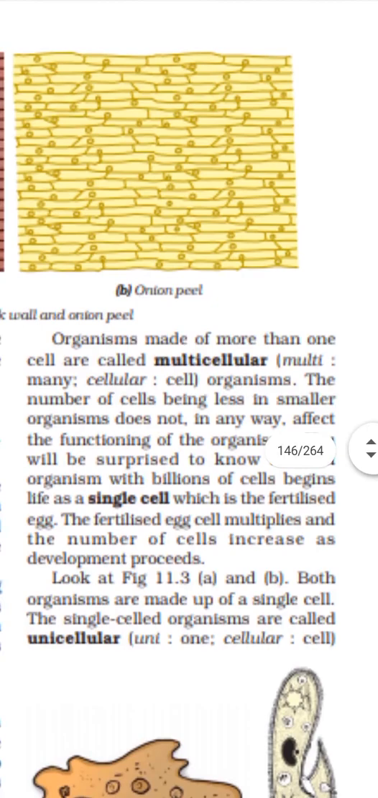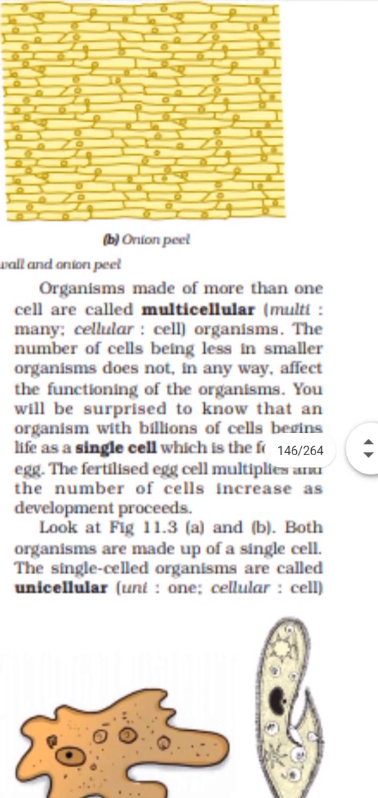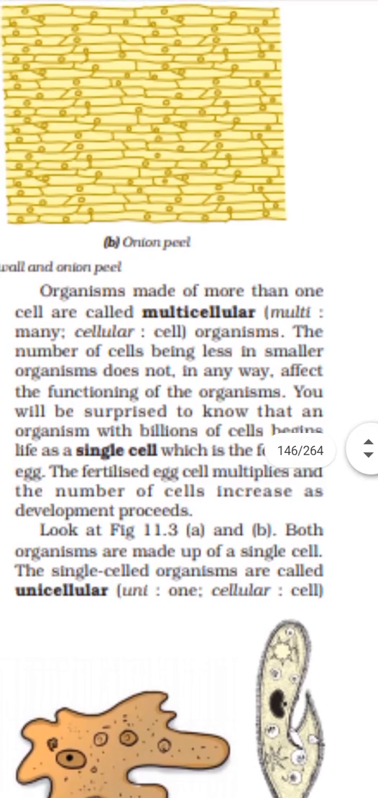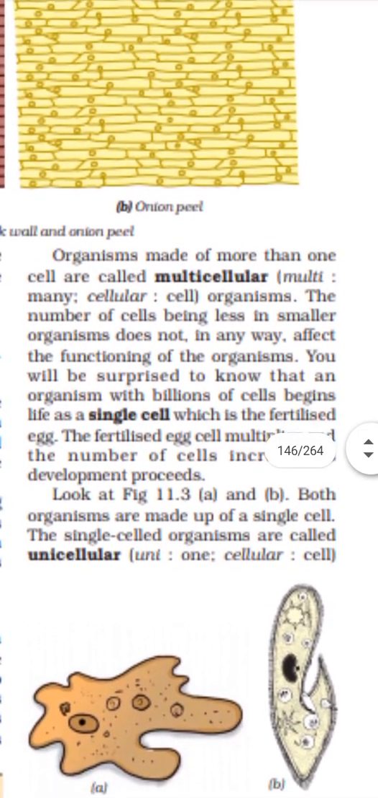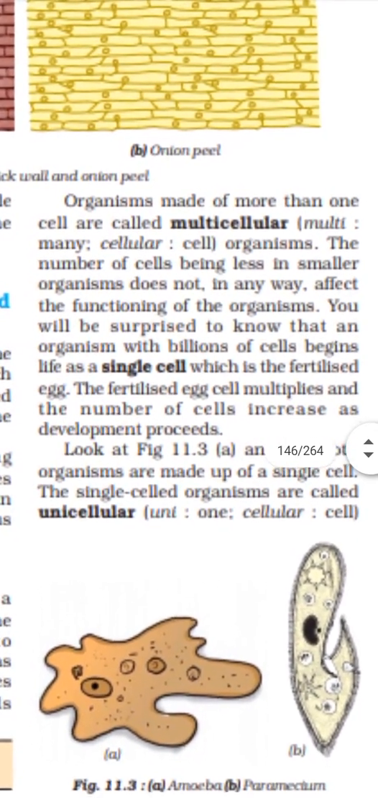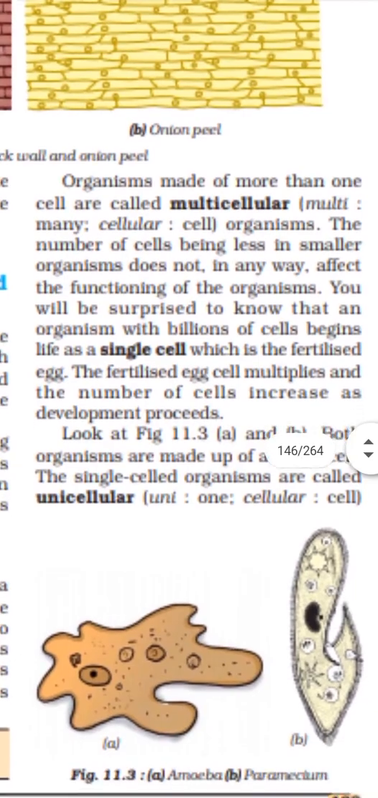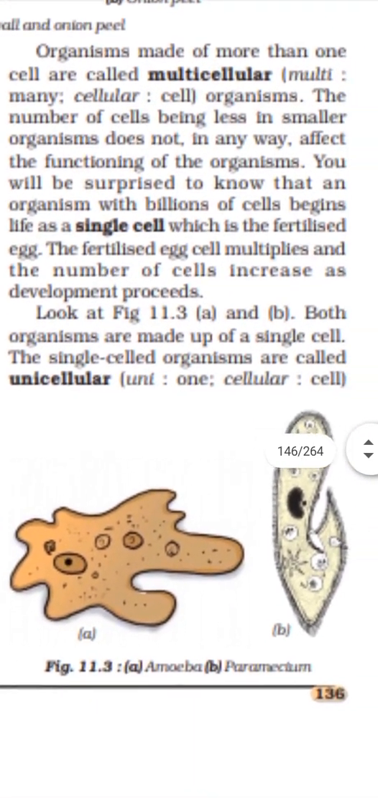Number of cells being less in small organisms does not in any way affect the functioning of an organism. You will be surprised to know that an organism with billions of cells begins life as a single cell, which is the fertilized egg. The fertilized egg multiplies the number of cells as development proceeds. An organism made up of a single cell is called unicellular.